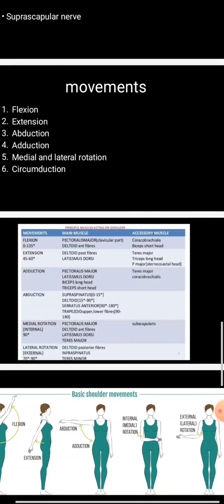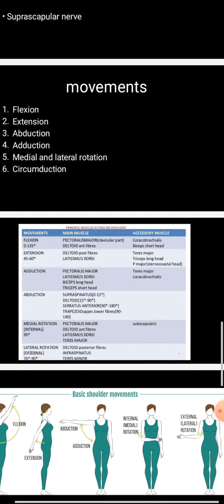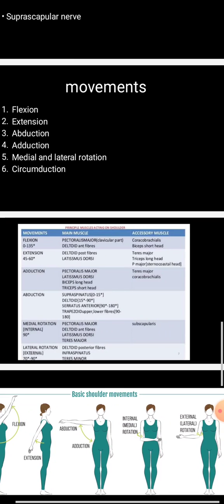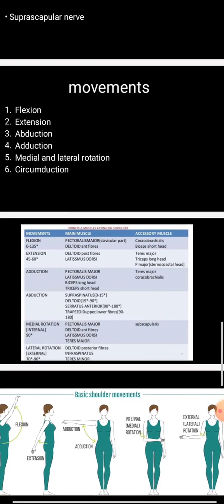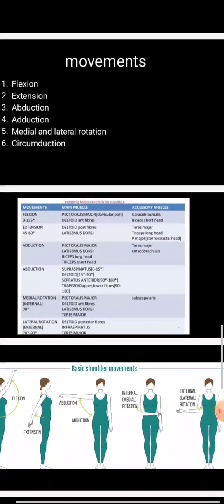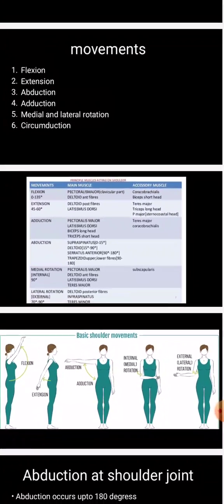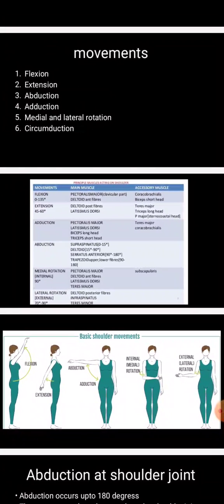Okay. Then coming to the extension of the shoulder joint. Now extension is produced by the deltoid posterior fibers. One more muscle at the back, that is the latissimus dorsi. The accessory muscles include teres major, triceps long head, and pectoralis major sternocostal head. Now coming to the adduction. Adduction means movement of the shoulder towards the body.